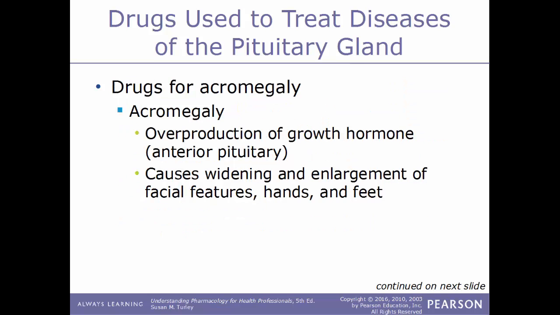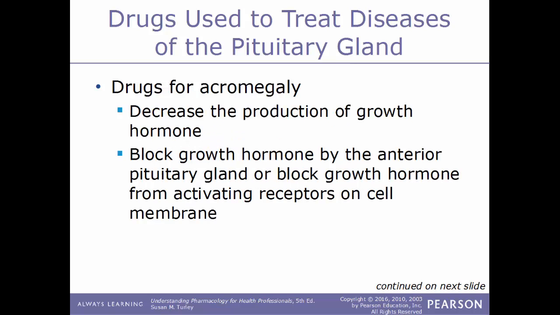If too much growth hormone is produced, then you get a condition called acromegaly. This causes not only extreme height, but you also get a widening and enlargement of the facial features, in particular the brow and the nose, and enlargement of the hands and the feet. The drugs that would treat this condition work to decrease the production of growth hormone.